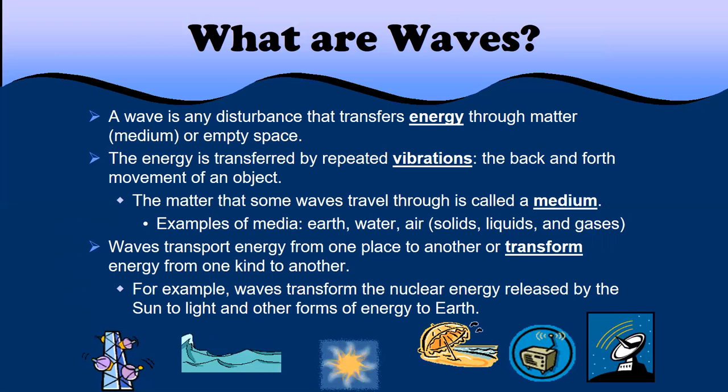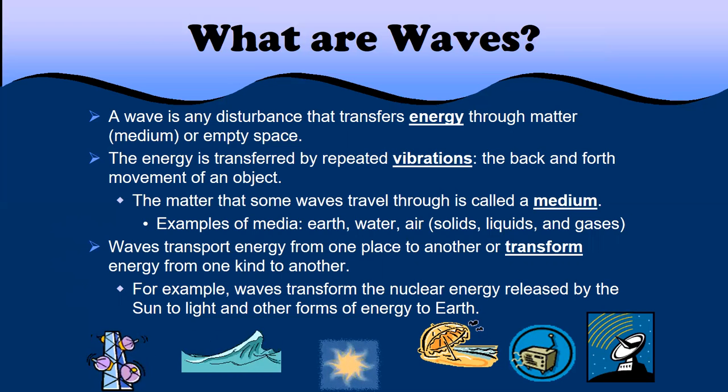So the energy that is transferred through the medium is just repeated vibrations, back and forth movement of an object. So when we interact with waves, it's just repeated vibrations. I'm going to show you some examples of that in just a moment. All right, the matter that some waves travel through, like I said, is called a medium. Examples of media, which is the plural form of medium, are earth, water, air, also known as solid, liquid, and gases, the Holy Trinity. Everything is either solid, liquid, or gas.